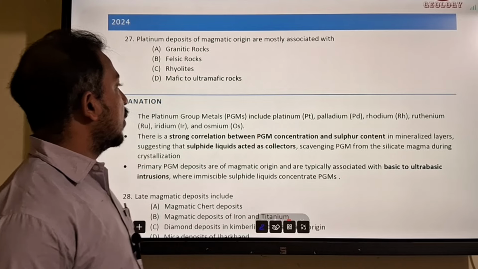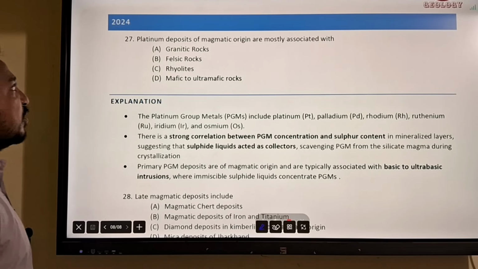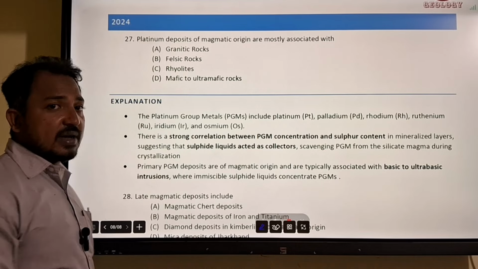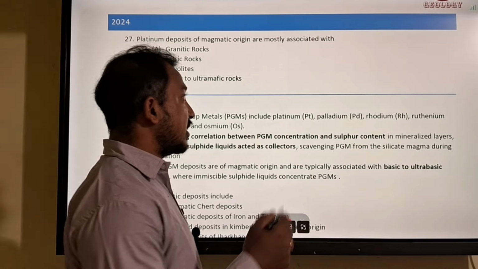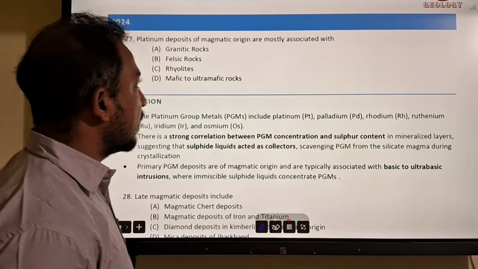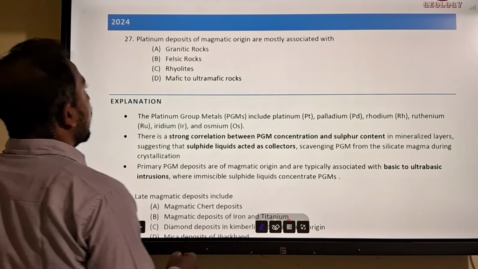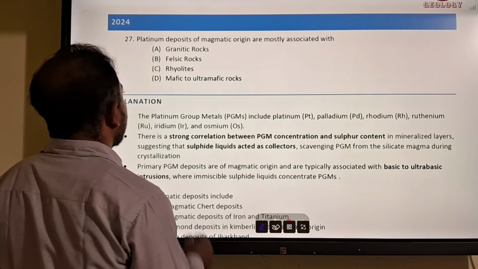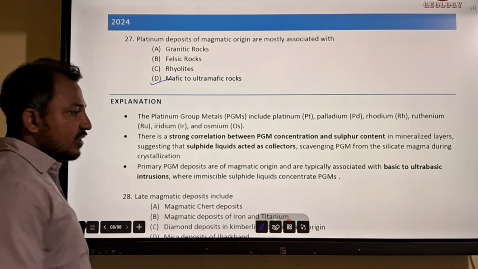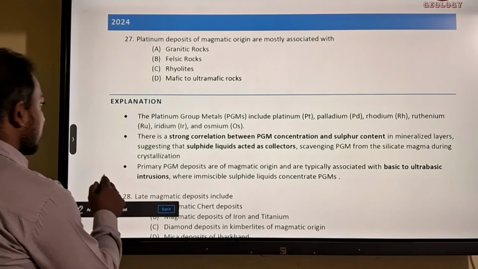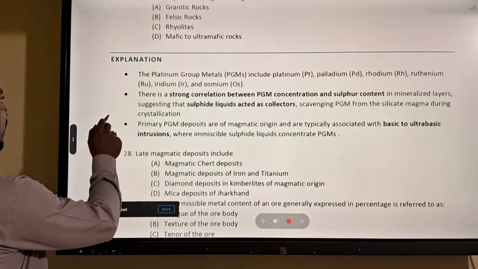This comes to another question, that is platinum deposit. So platinum deposit is always associated with early magmatic deposition. It is associated with mafic and ultramafic rock. So platinum deposits of magmatic origin are mostly associated with mafic and ultramafic rock, because it is early magmatic. Any deposition that is early magmatic is associated with mafic and ultramafic rock.